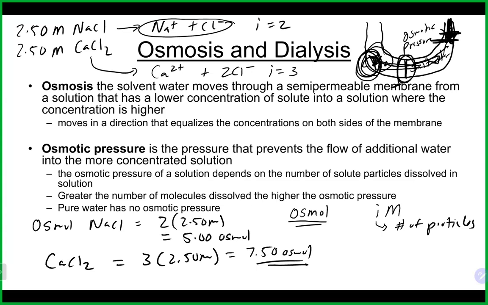So lots of properties of solutions are based on how many particles are in that solution, and it has effects on a lot of properties of those solutions. Any questions on that?